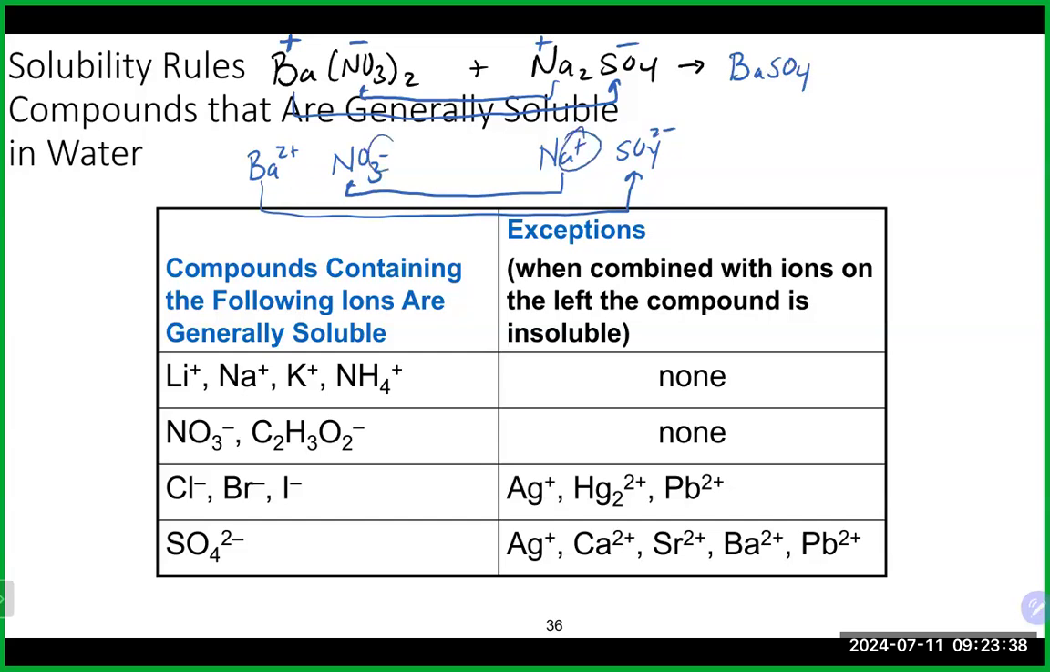Sodium is +1, nitrate is -1, which means I again should get NaNO3, not Na2NO3 or anything like that. Any questions on that there?